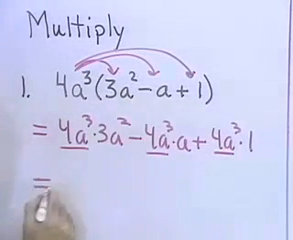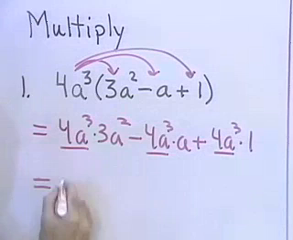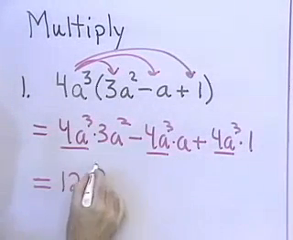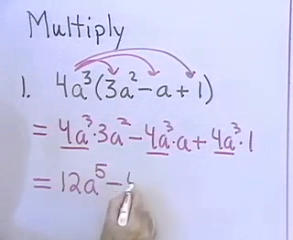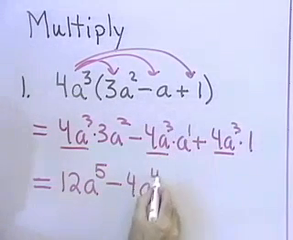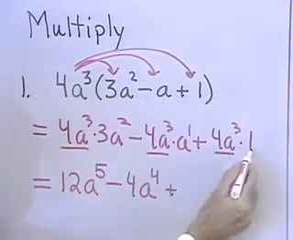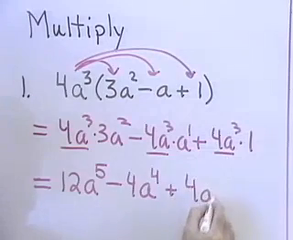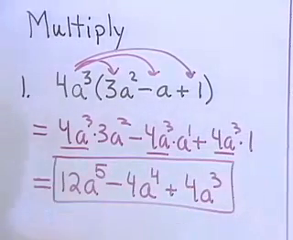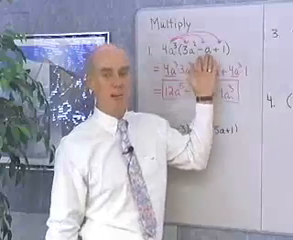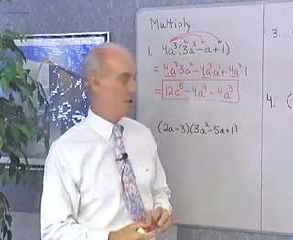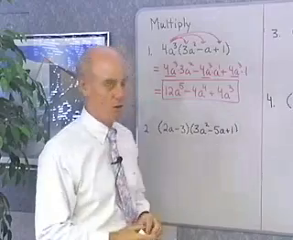So you can see by the distributive property, I've distributed that 4a cubed across this sum and difference to each term. Now multiplying here, I have 4 times 3 is 12. A to the, I add exponents, 3 plus 2 is 5. Minus 4. A to the 3 plus 1 is 4. Plus 4a cubed times 1, which is 4a cubed. So there's my product, and it was simply a matter of applying the distributive property.